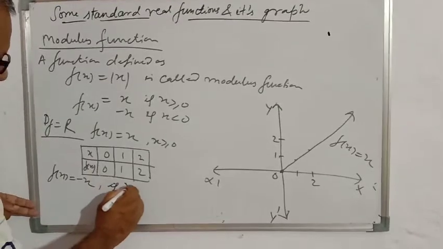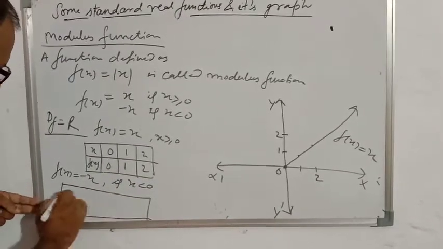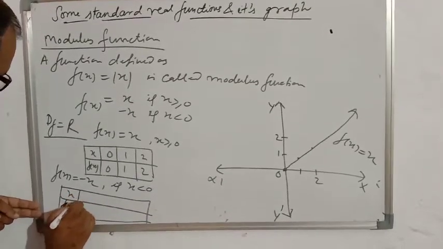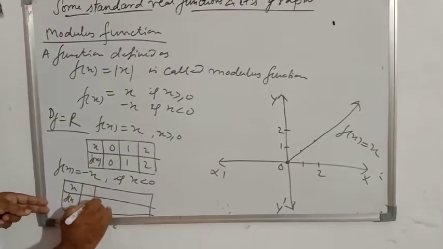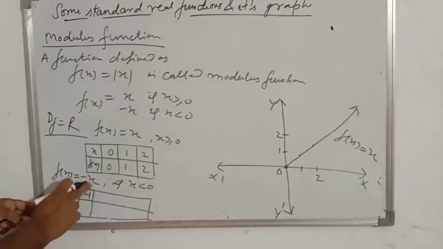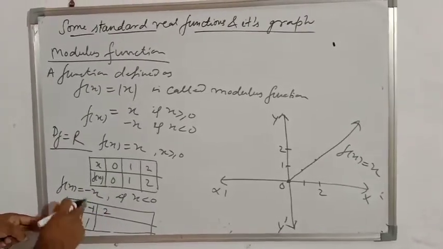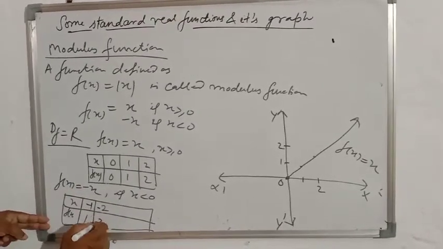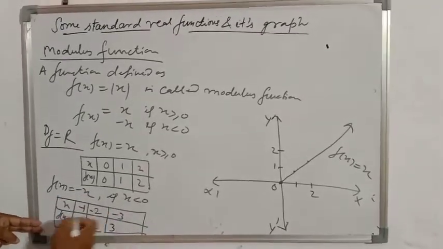So here the case is what? x less than 0. So take x less than 0. Less than 0 means negative. If x is equal to minus 1, put it here: minus into minus 1 will be plus 1. Take x equal to minus 2: minus into minus 2, plus 2. Similarly, minus 3, plus 3.